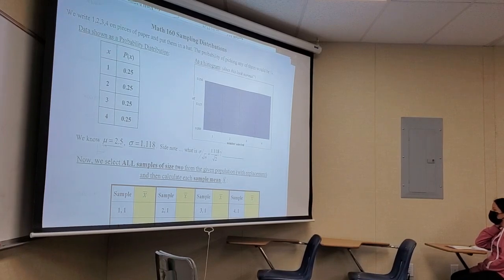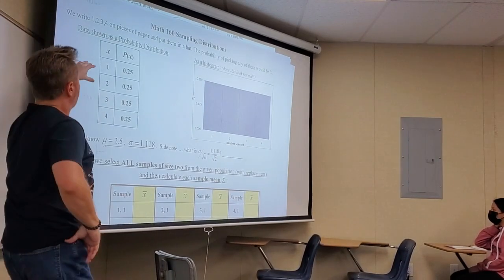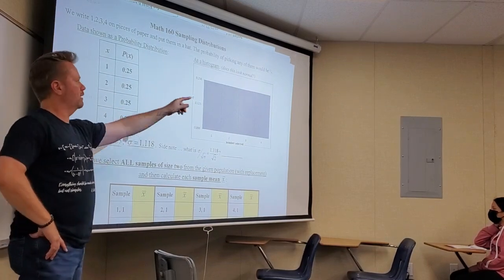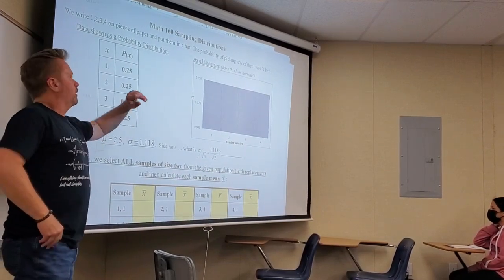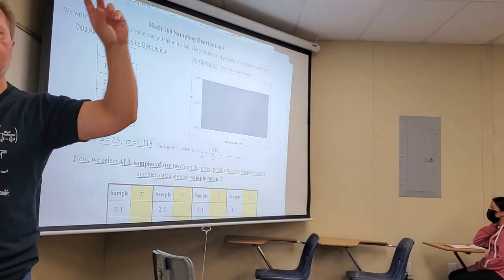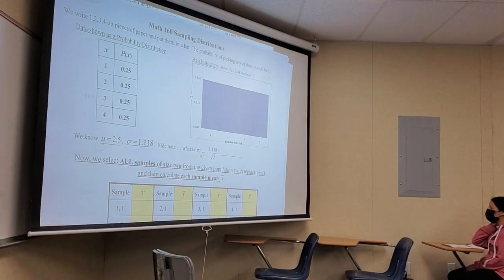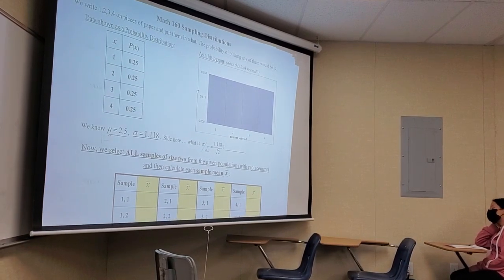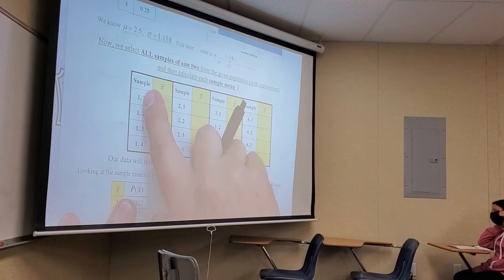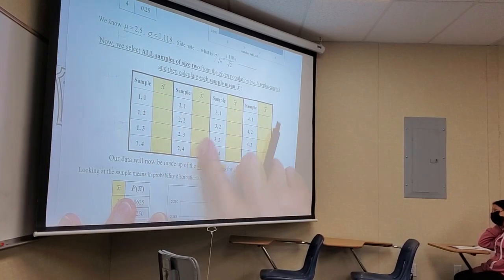Now, that's just like alternate universe Florida. Here's the population of Florida. If I pick one person and I plot them, I end up with this picture. Now what we're going to do instead, instead of picking one thing at a time, we're going to pick two. So I could reach in, I could pick a 1, drop it back in, and then I could pick a 1 again. I could pick a 1 and a 2 and so forth. So here's all the possible samples of size 2.